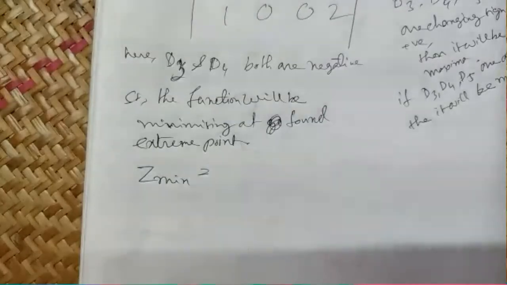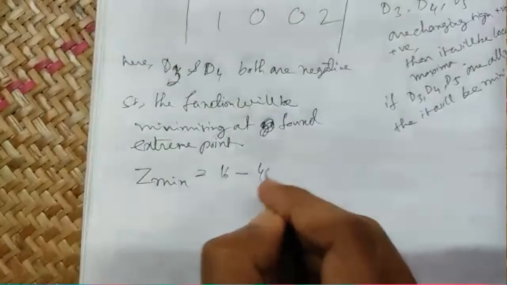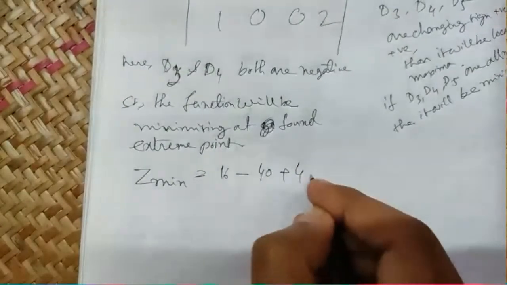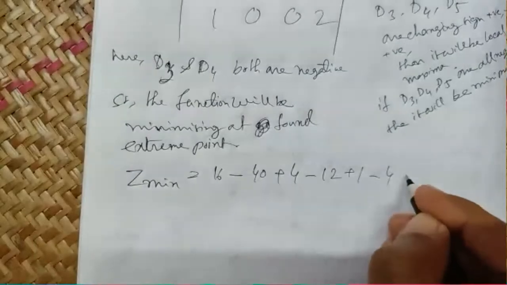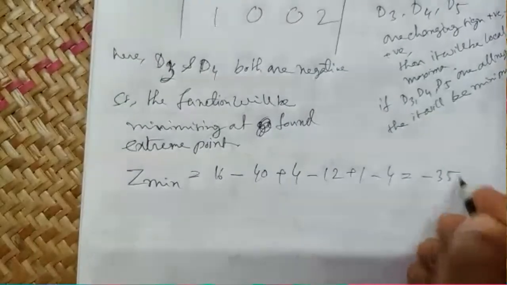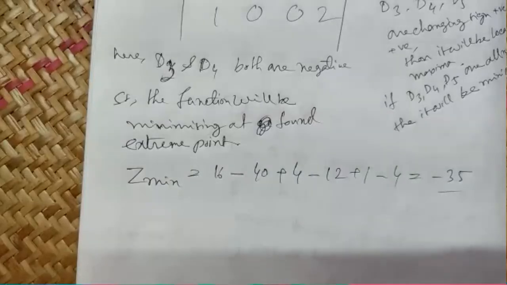Yeah. So in that function, you put the x1, x2, x3 values, and you will get 16 minus 40 plus 4 minus 12 plus 1 minus 4. It will give minus 35. So the minimum value of the function is minus 35.